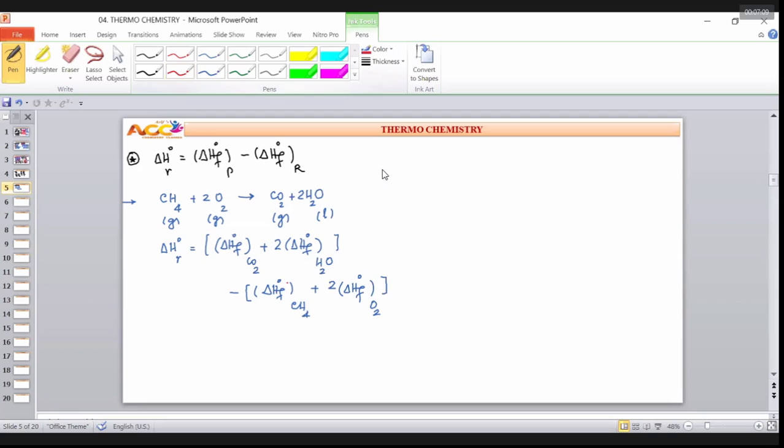Once I have done that, most of you may say, sir, cut it. This is 0. Why? Because the standard enthalpy of formation of elements is taken as 0. We should not count it here. Okay, next. Suppose you have a reaction something like this.